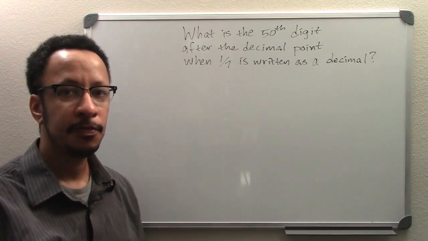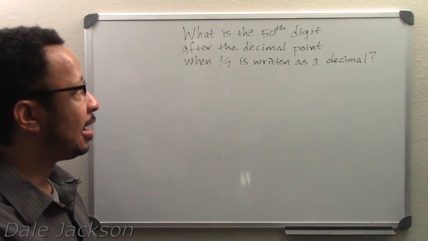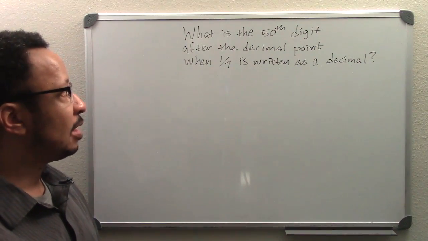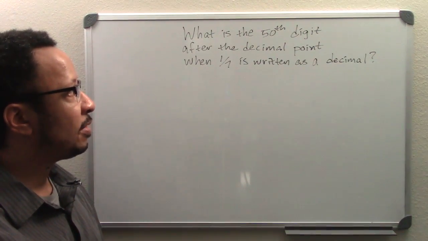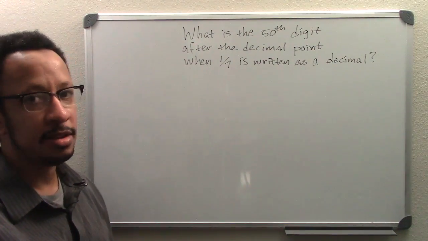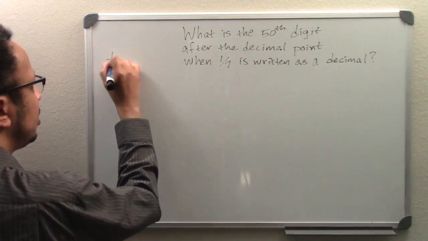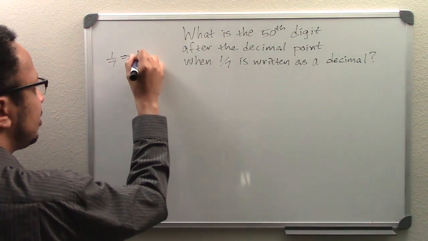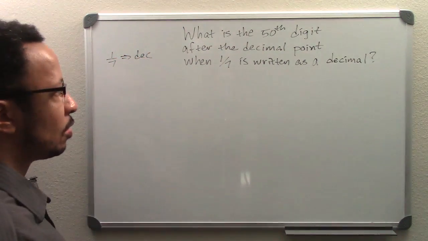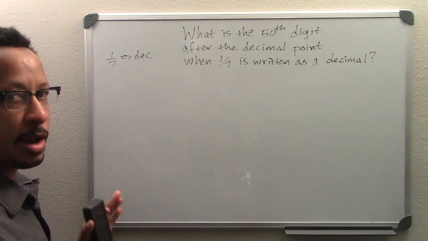Hello everyone. Today I'll be talking with you about a math problem that I have here, and that math problem says, what is the 50th digit after the decimal point when 1 over 7 is written as a decimal? So we're going to write 1 over 7 as a decimal, and we're going to see what the 50th digit is when we write it out as a decimal.